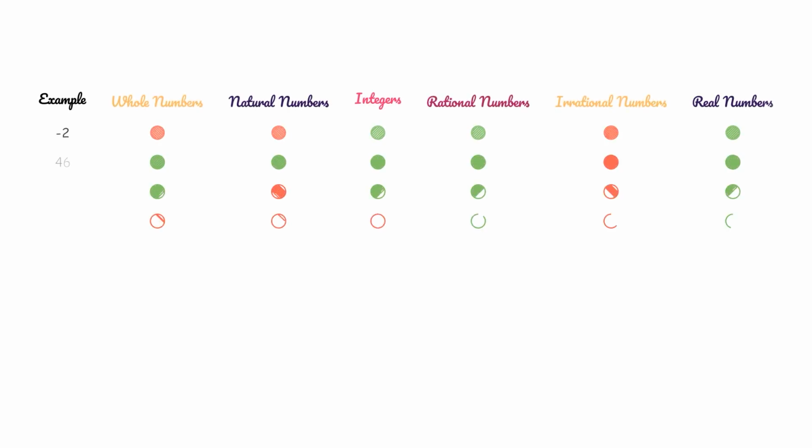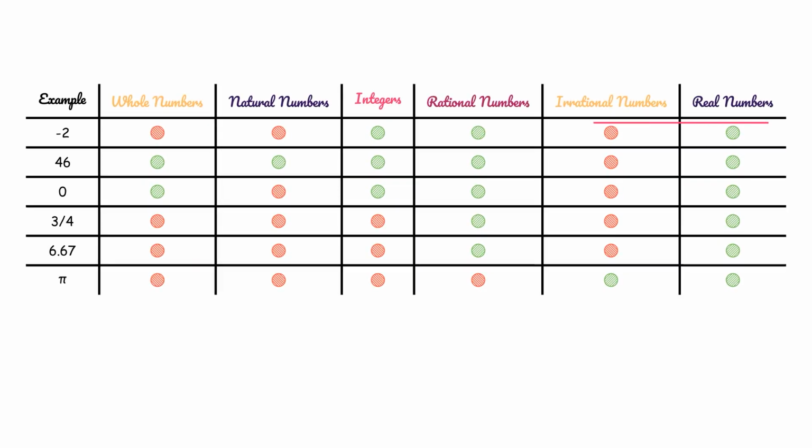Alright, let's see some examples to test our understanding of different types of numbers. Where do you think -2 lies in? It's an integer, a rational number, and a real number. Next, we have 46. It is a natural, whole, an integer, rational, and real number. Then we have 0. It's a whole, integer, rational, and real number.